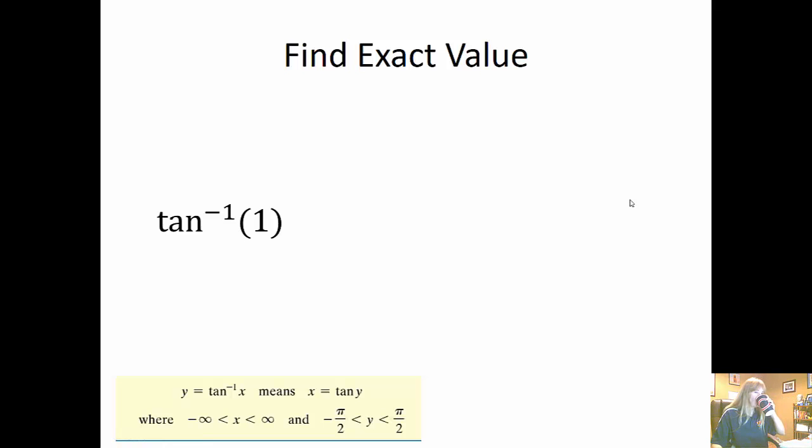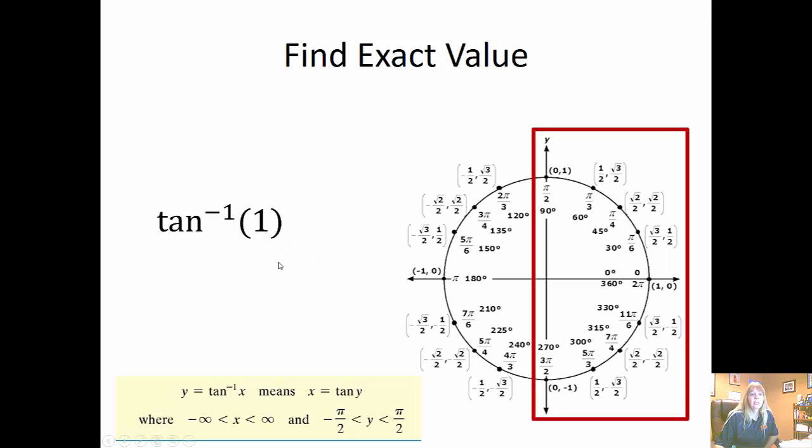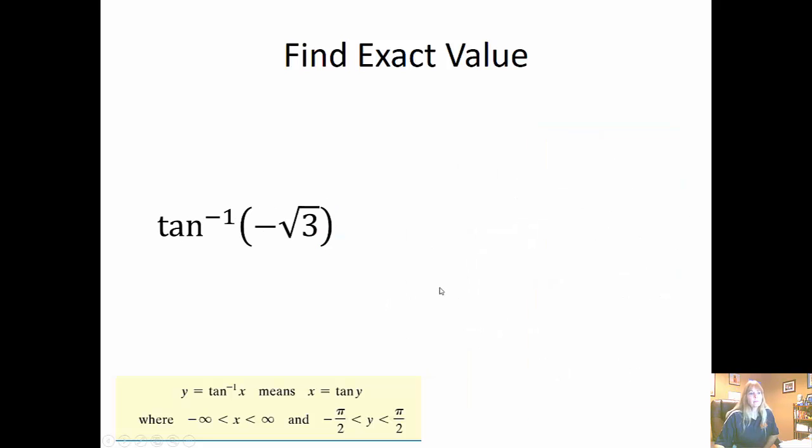All right, so I want to find the angle where the tangent equals 1. And I need to be sure that it's in this domain. And that should be an easy one because we always remember the square root of 2 over 2 are the same here. And remember, tangent is sine divided by cosine.